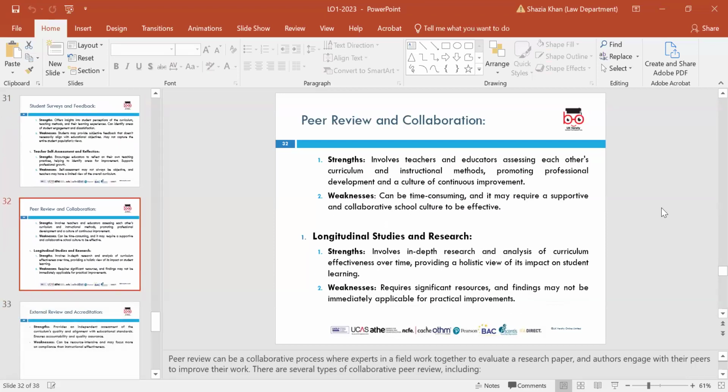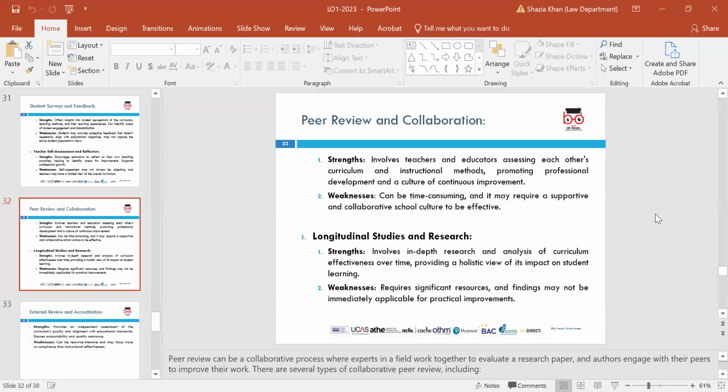Peer review and collaboration. Peer review can be a collaboration process where experts in a field work together to evaluate a research paper, and authors engage with their peers to improve their work. And this is the same for teachers as well. There are several types of peer review and collaboration. The strengths of that: it involves teachers and educators assessing each other's curriculum and instructional methods, promoting professional development and a culture of continuous improvement. The weakness is that it can be time consuming, and it may require a supportive and collaborative school culture to be effective.